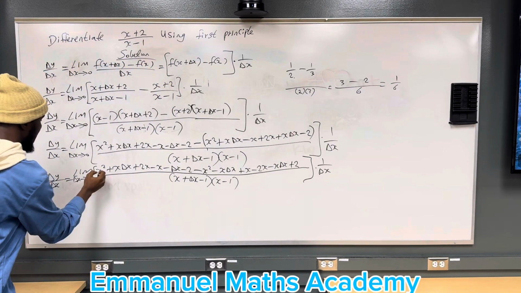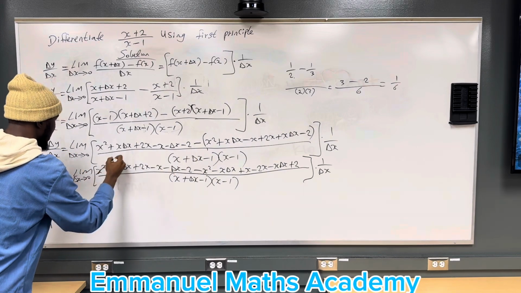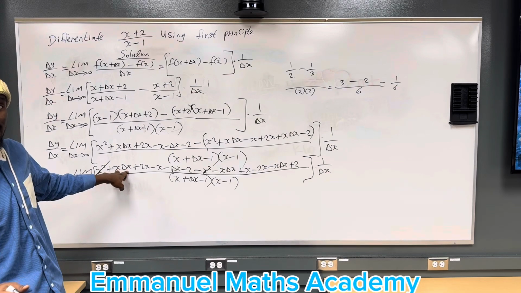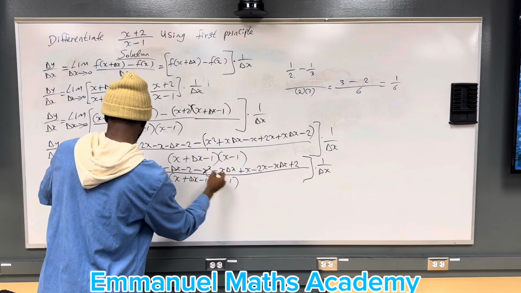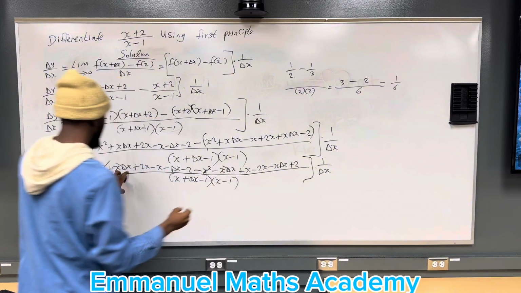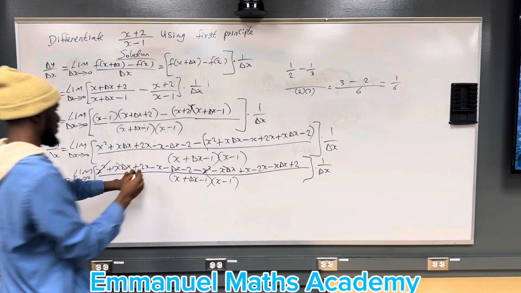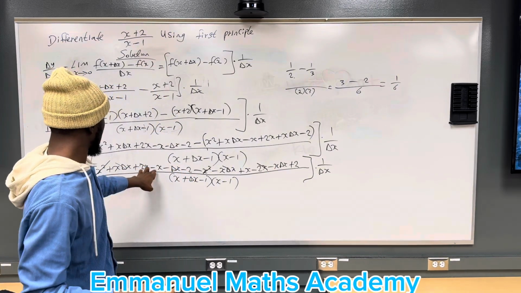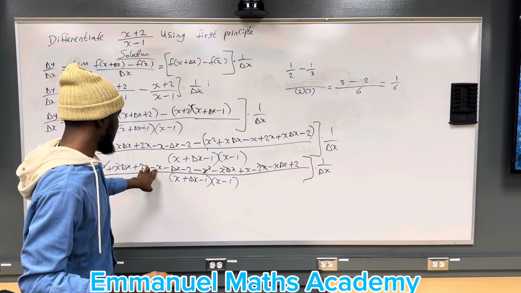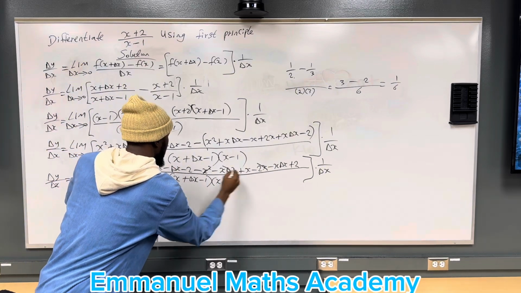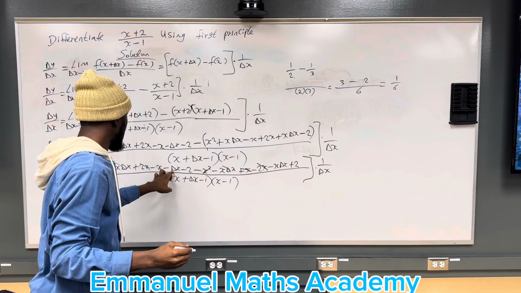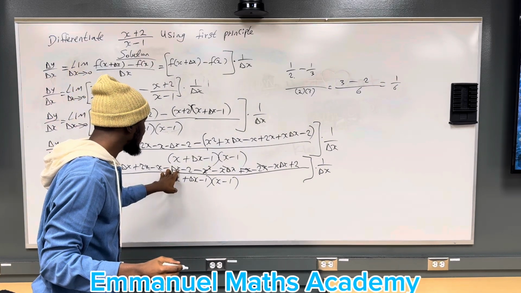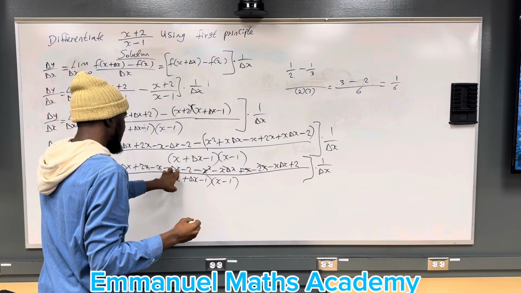You have x squared here minus x squared here, so it will go. We have x delta x here, and you have minus x delta x here. This will also cancel. What about 2x? You have 2x here and minus 2x here. What next? You have minus x here and plus x here. It will also cancel out. What about minus delta x? It will not cancel out, so we still have it. Right?